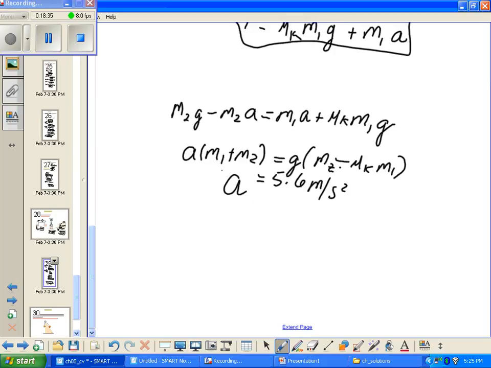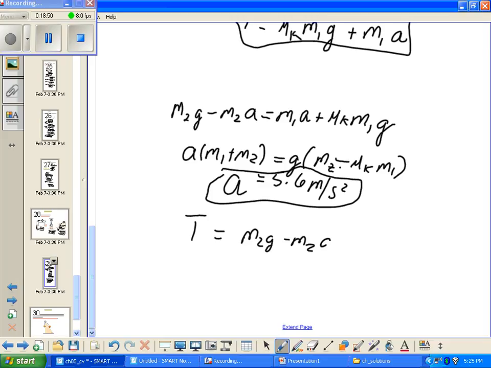So we now have the acceleration of these masses, and now to get T, we use one of the two equations in T, say for example M2G minus M2A, and that gives us a value of 37.8 newtons.